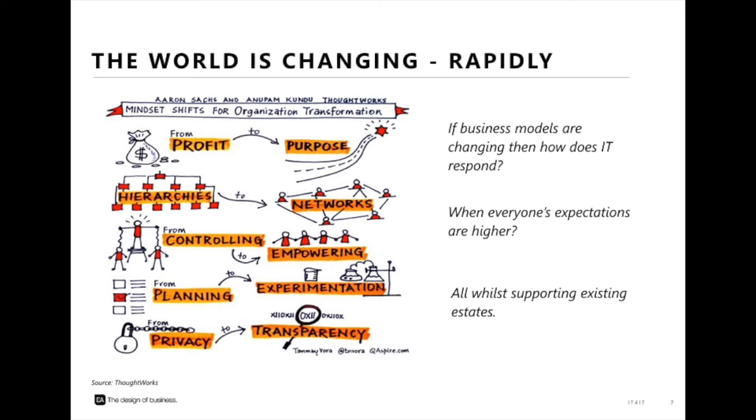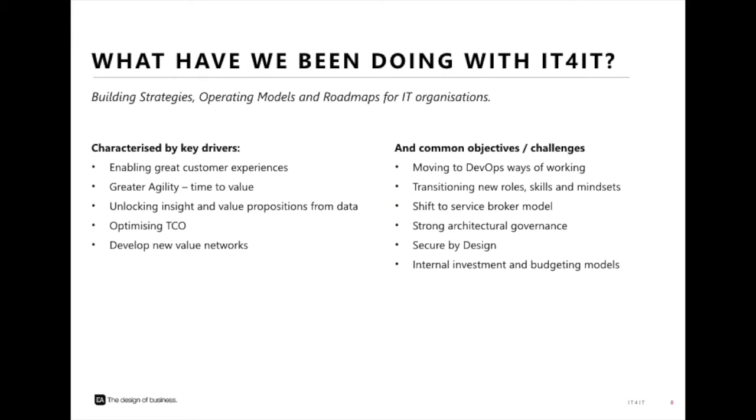And if that's the case, if business models are changing, then how does IT need to respond? Also, everyone's expectations of consuming IT are very simple, easy-to-use mobile applications, and we're on the go, so the expectations from outside the workplace enter the workplace. So how do we execute on IT strategy while at the same time supporting our existing estate? I just want to frame that as a context point for the challenges of the IT organizations we've been dealing with.